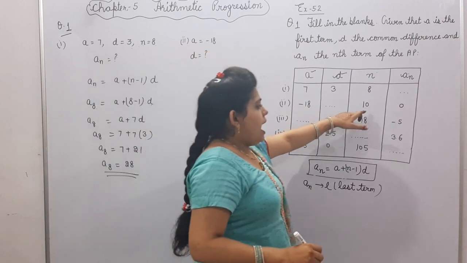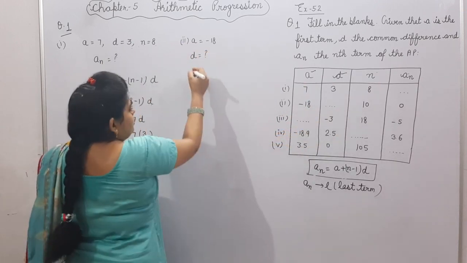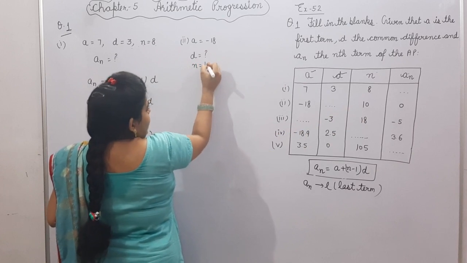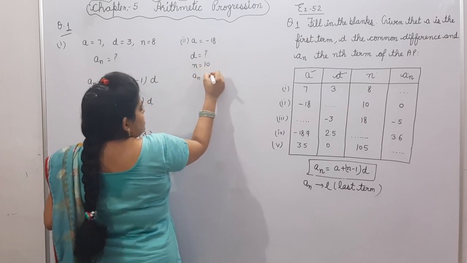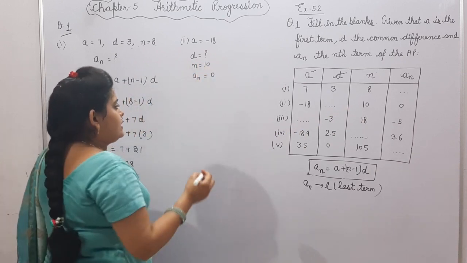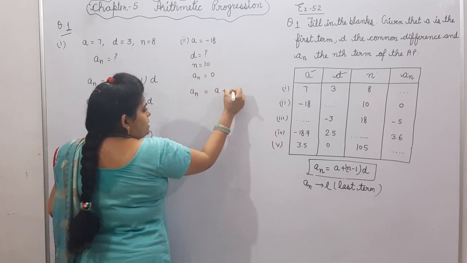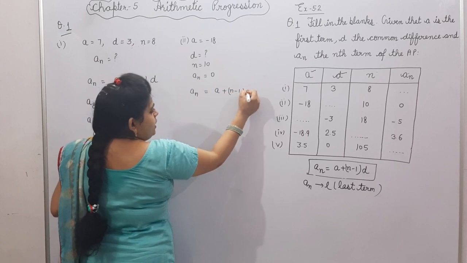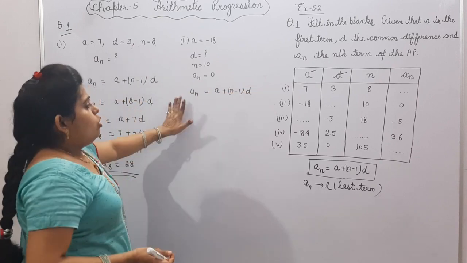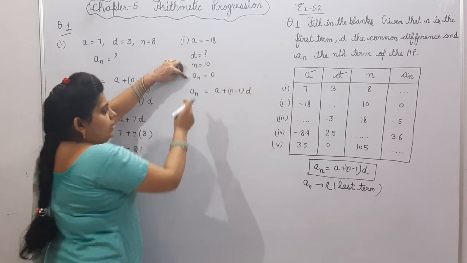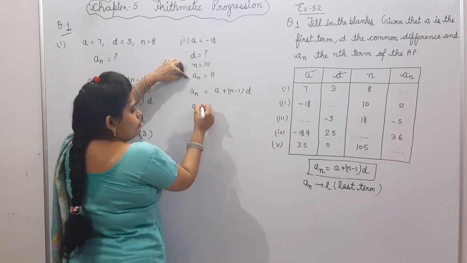After this, n is equal to 10 and an is equal to 0. We know that an is equal to a plus n minus 1 into d. Now, putting these values, what will we get? an is equal to 0.